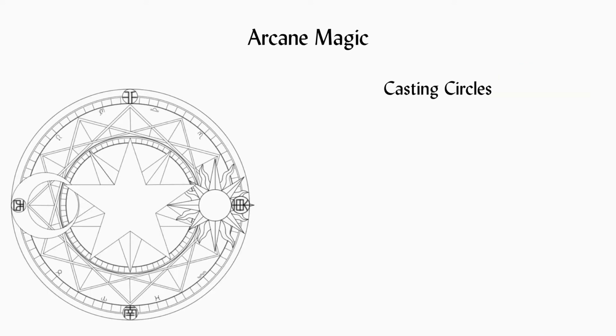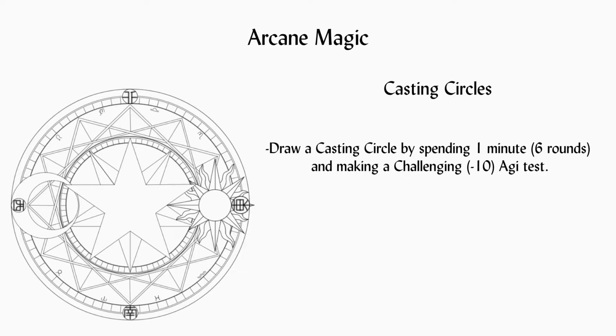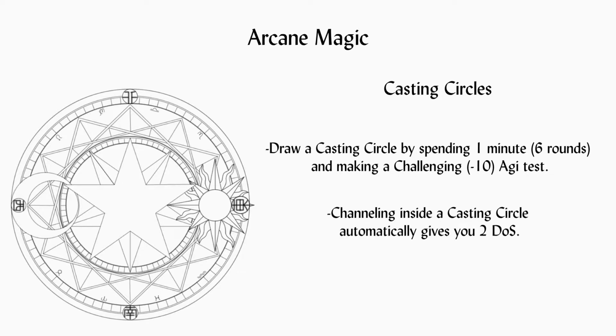Standing in a casting circle helps regulate the flow of magic. It takes 1 minute or 6 rounds to draw one, and the character must succeed a challenging agility test. If you are standing in a casting circle, you don't roll, and any channeling test automatically gains 2 degrees of success.